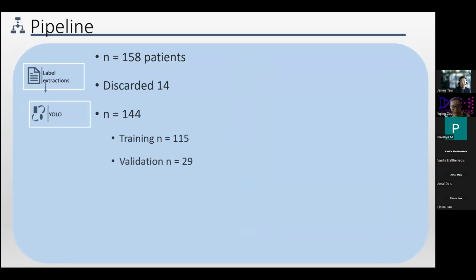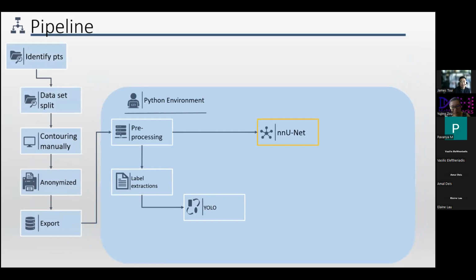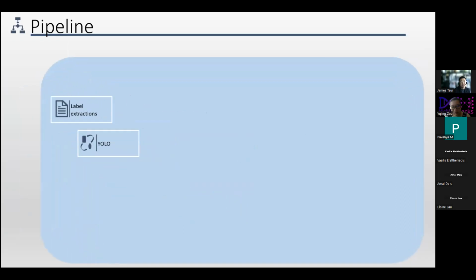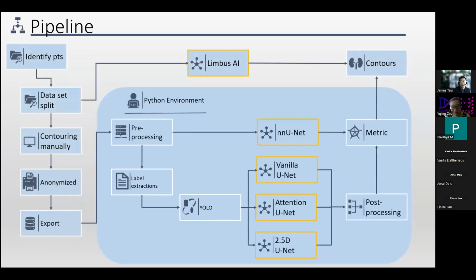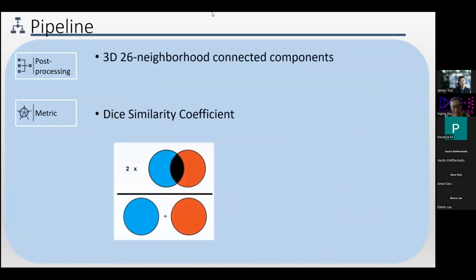These are just the amount of patients that I have. And then unit. I'm just going to go directly to the post-processing and the metric. The post-processing, basically, I use a 3D 26 neighborhood connected components. It's just to make sure that I get one single volume. Everything that's not connected gets discarded. I use a dissimilarity coefficient to look at the overlap metric.